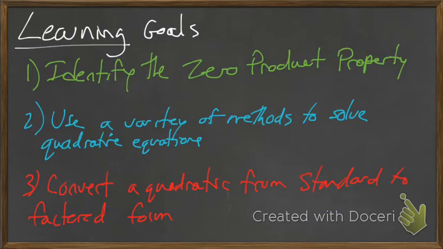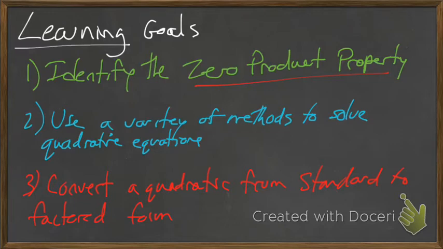Learning goals for this lesson. Identify the zero product property. Now, this is something we've done before. The first time you read it might not make sense, but the more you think about it, it's going to be like, yeah, of course, that's quite obvious. But many things in the math world kind of work that way, if I'm honest.